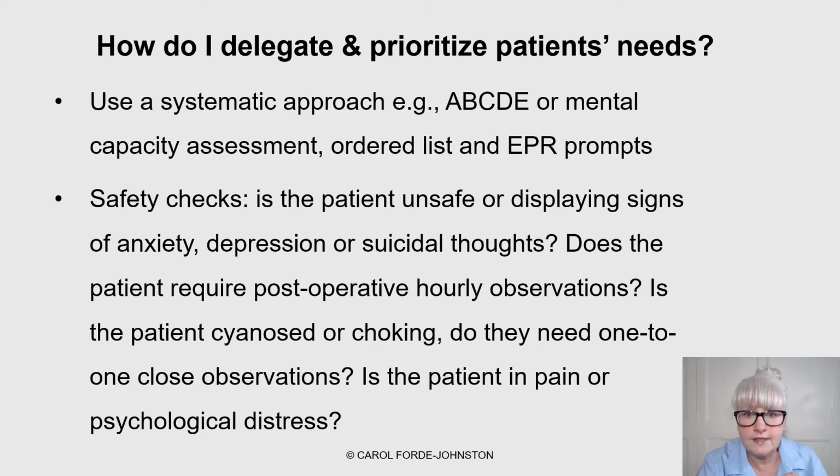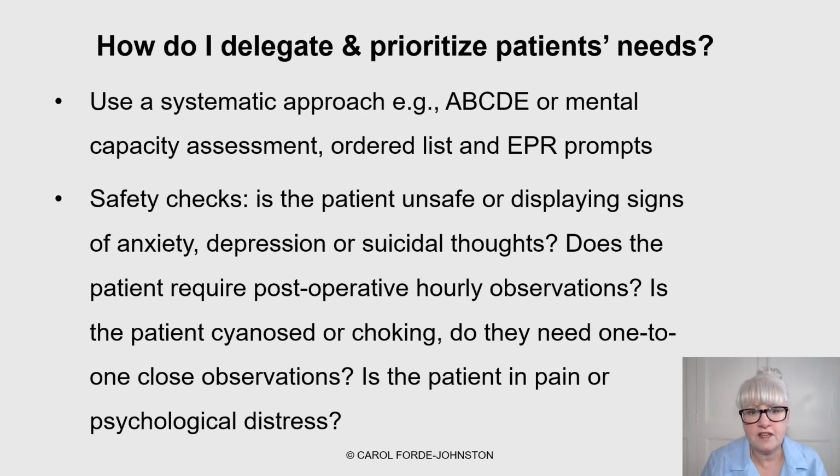So using a systematic approach helps, using A, B, C, D, E, or you might have to conduct a mental capacity assessment urgently. Some nurses and nursing associates will use their own methods. They'll use ordered lists and tick boxes. Sometimes using EPR prompts and alerts helps, and some nurse managers don't like nurses to have lots of written tick boxes. They prefer you to use EPR prompts. So find out what other nurses do and what their preferences are, but you will also develop your own methods as you become more experienced.